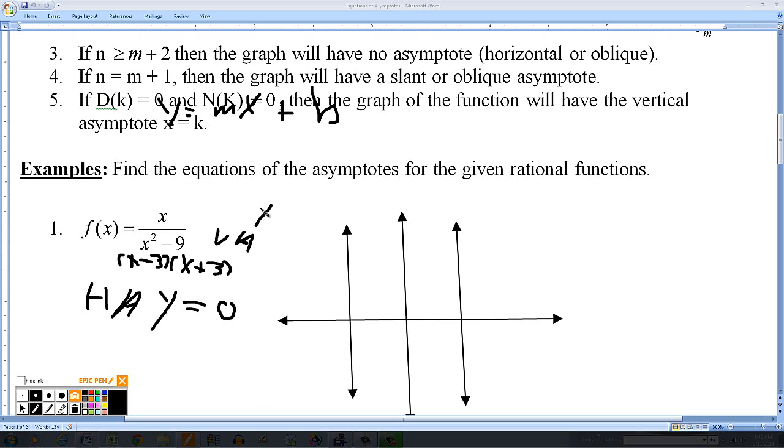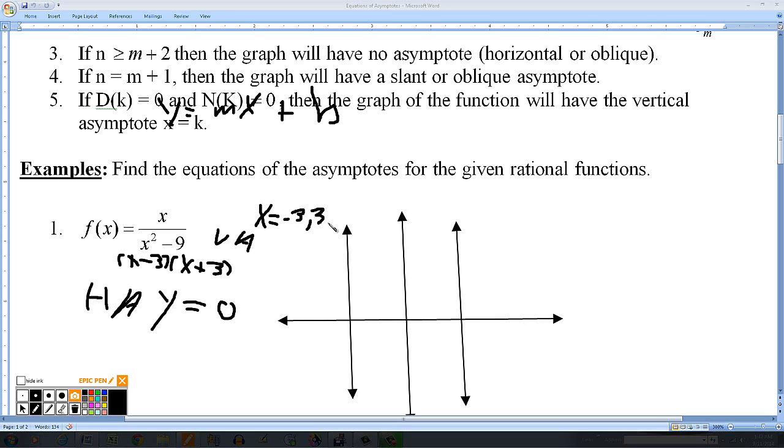So x equal to negative 3 and x equal to 3 are the equations of the vertical asymptotes. So basically this video is focusing just on the asymptotes. So the answer then would be y equals 0 is the horizontal, x equal negative 3 and x equal to 3 are the equations of the vertical.